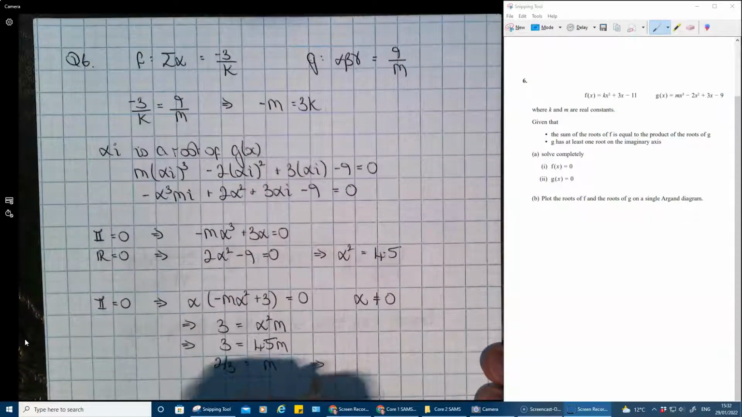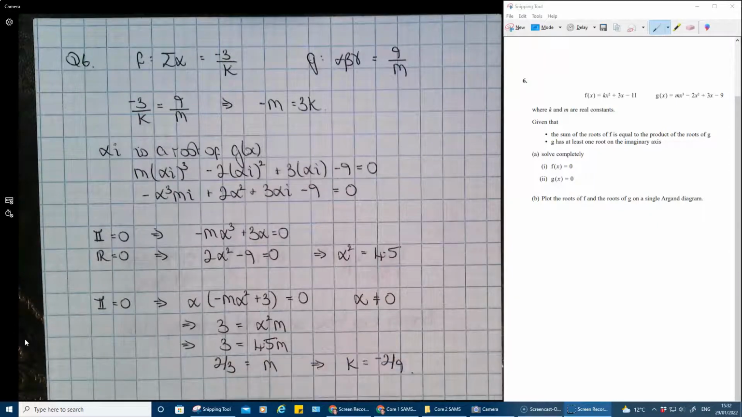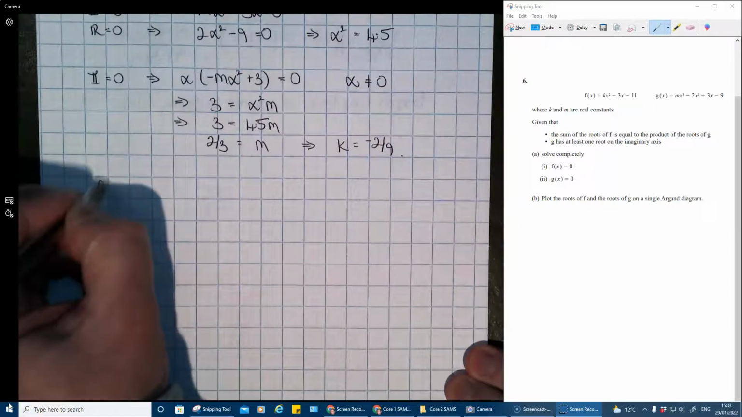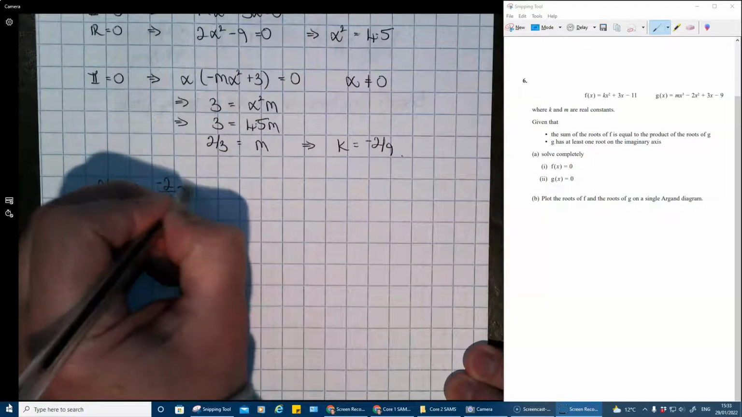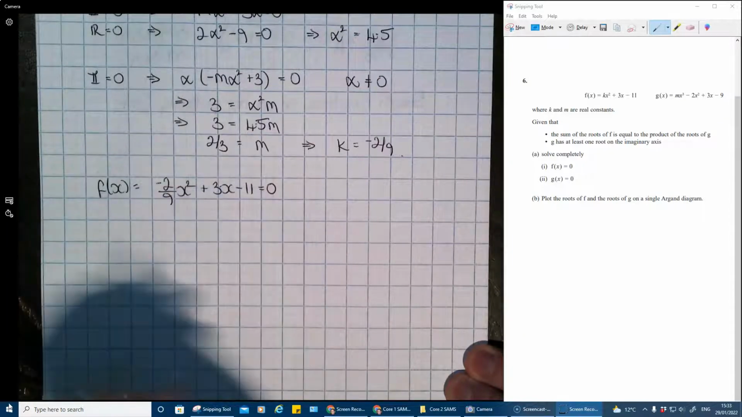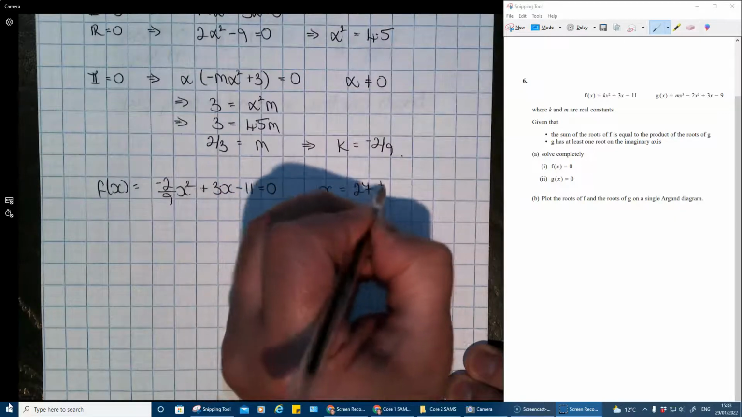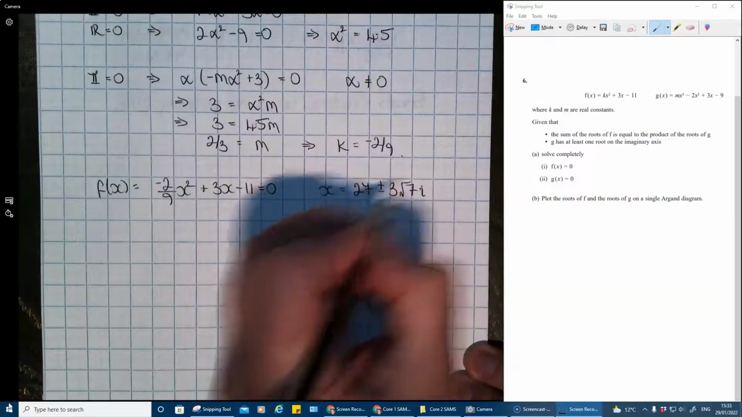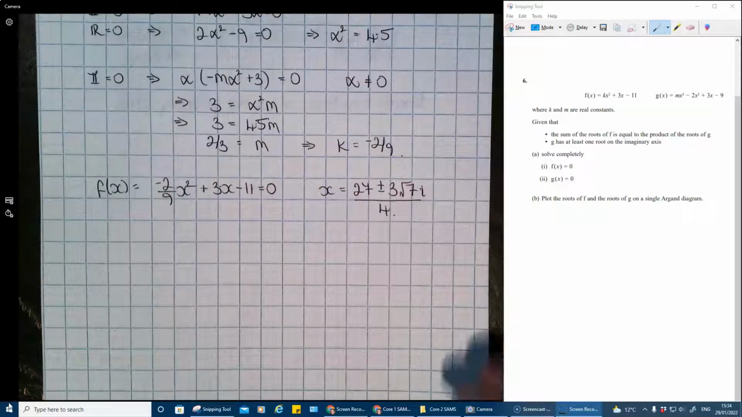And k, going back to the top, is minus m over 3. So that implies k is minus 2/9. Okay, so now we've got f of x is minus 2 over 9 x squared, plus 3x minus 11 equals 0. Just a quadratic. So we've got x equals 27 plus or minus 3 root 7 i, all over 4, which we can get from the calculator.